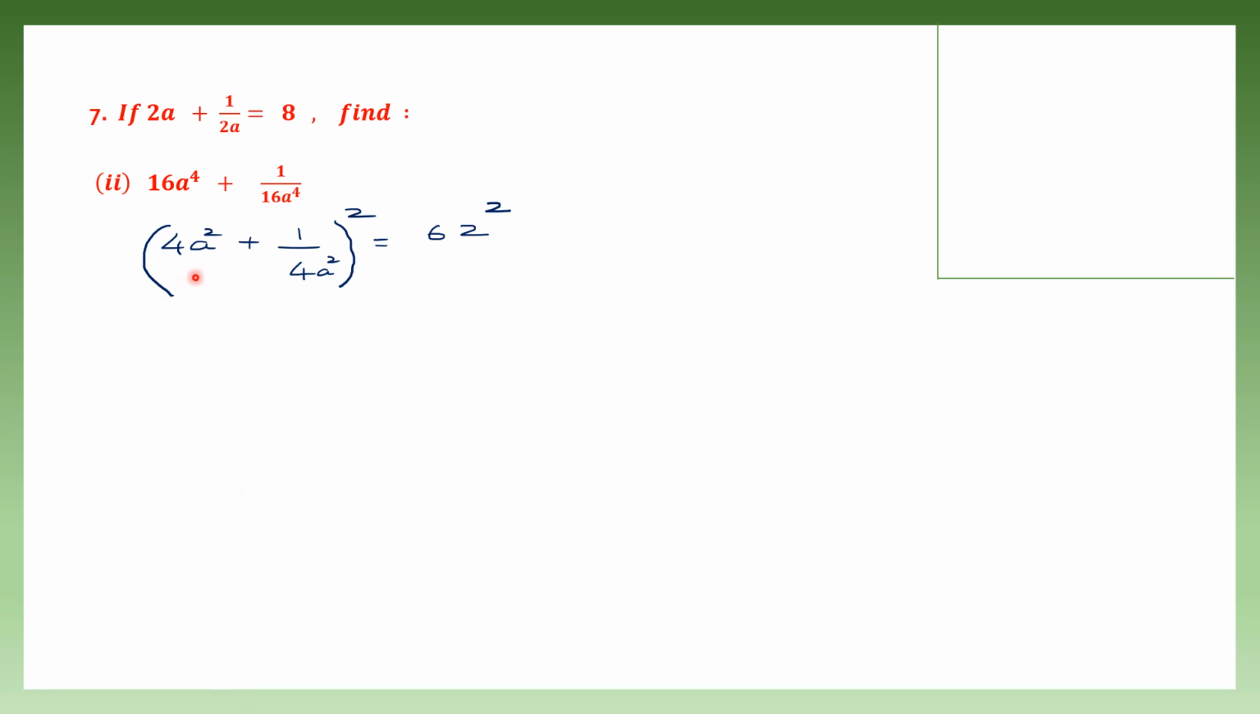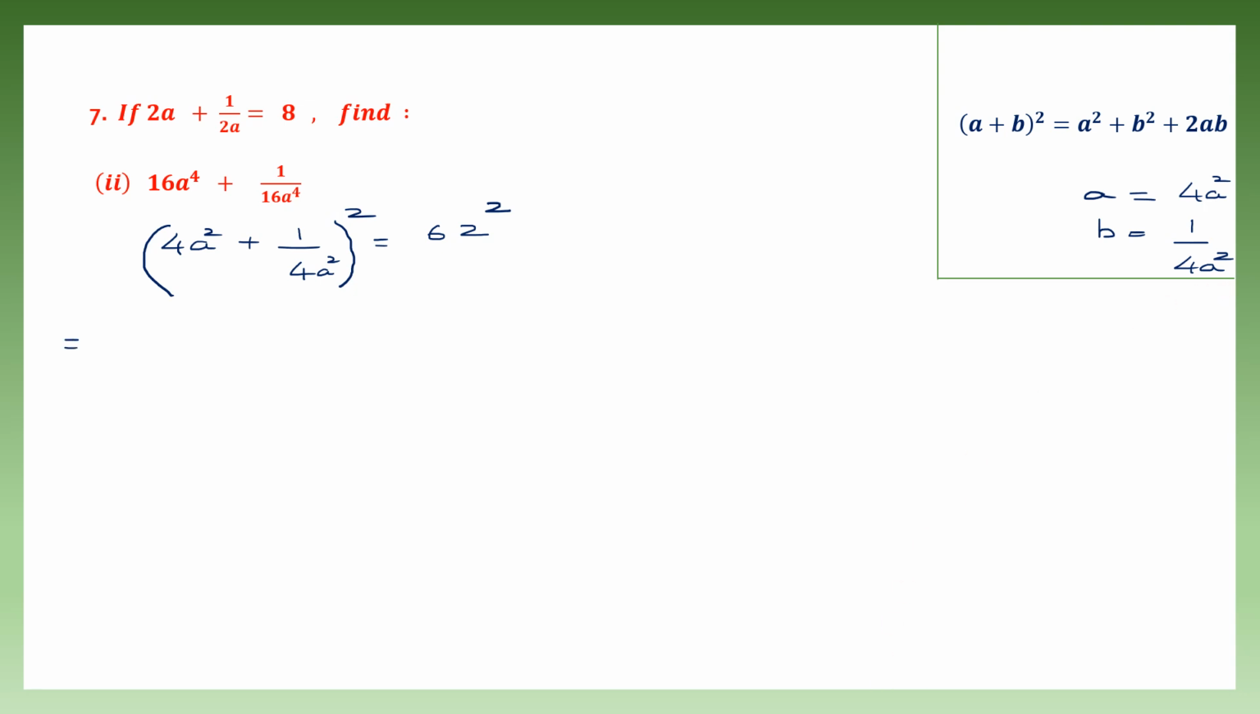Now, this is in the form of a plus b the whole square. So, we can apply this identity a plus b the whole square. So, in that case, what is a and what is b? Look at the first term here. This is a, 4a square. And what is b? 1 by 4a square. So, let's write that a is 4a square and b is 1 by 4a square. When you use this formula, you should be careful to write this instead of a and b respectively.